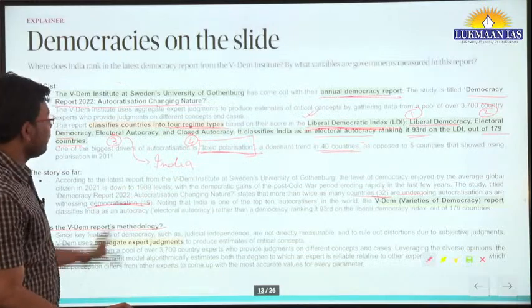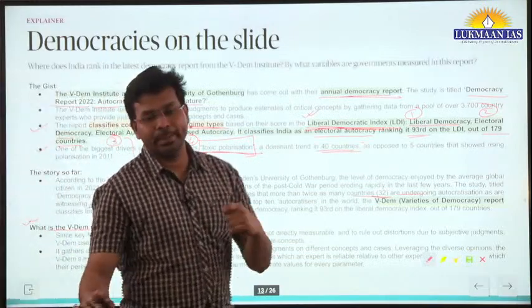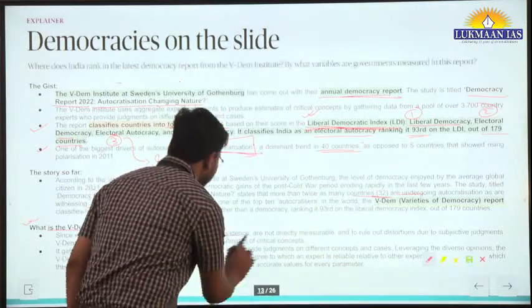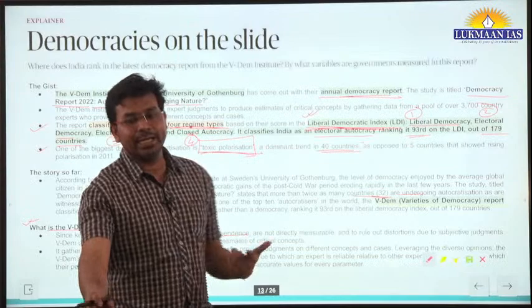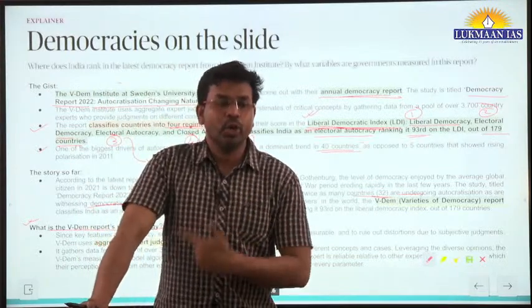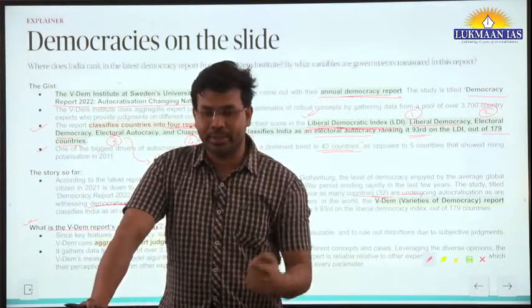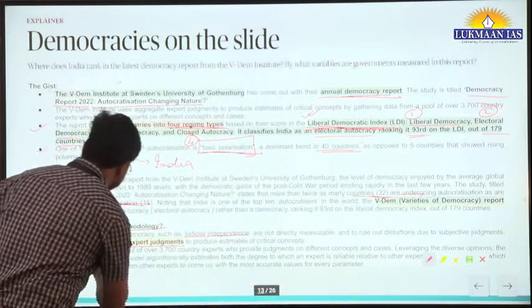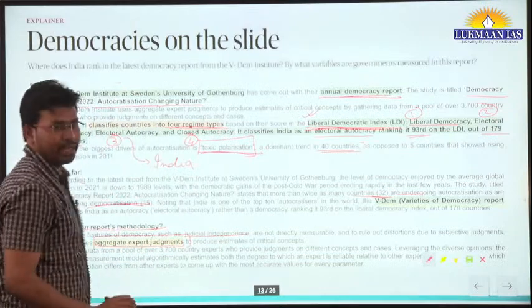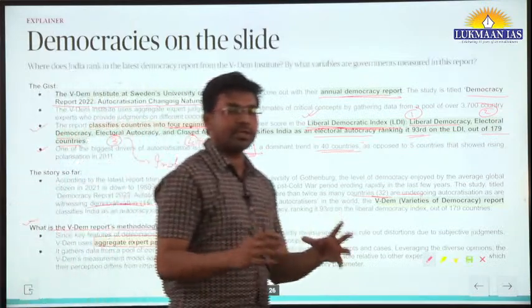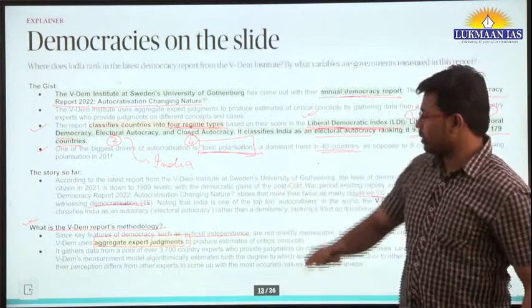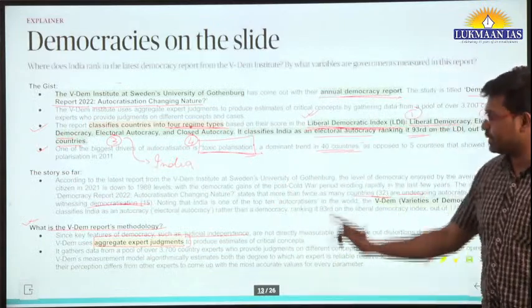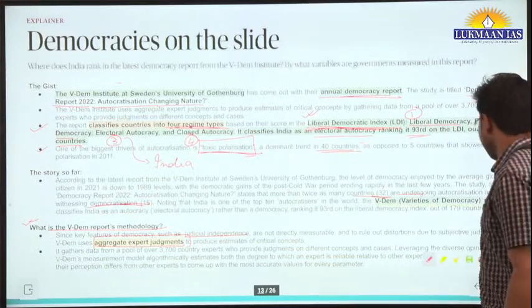If we talk about judicial independence, independence of the press, a lot of things are not directly measurable. So what they have started doing is aggregating expert judgments, on the basis of what experts say. They have started categorizing different countries, so this is based on expert judgments.